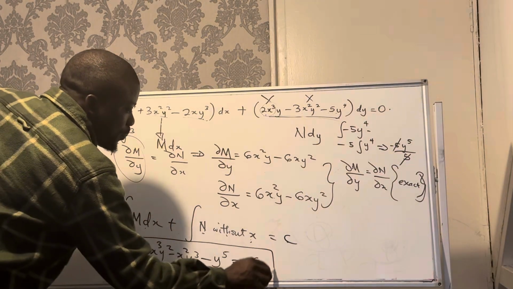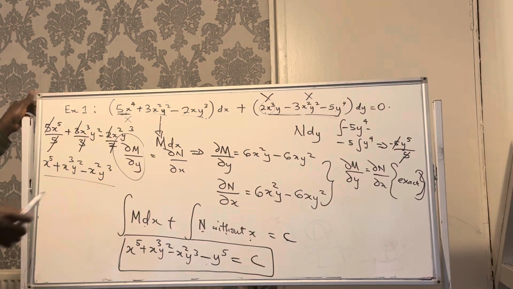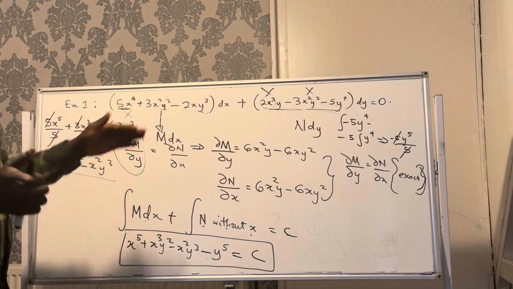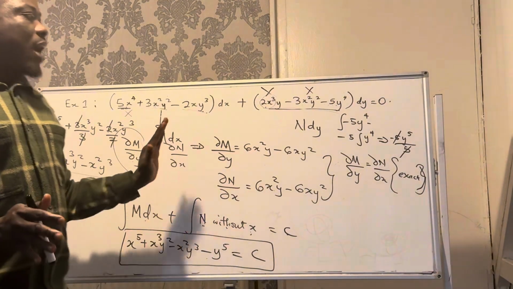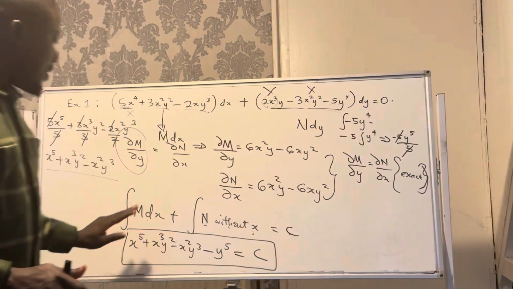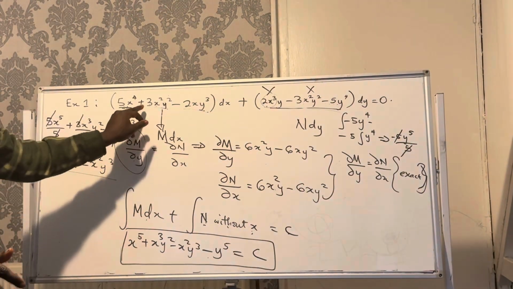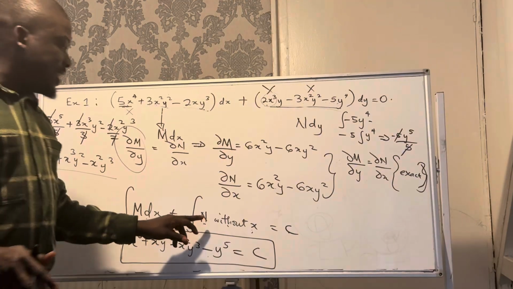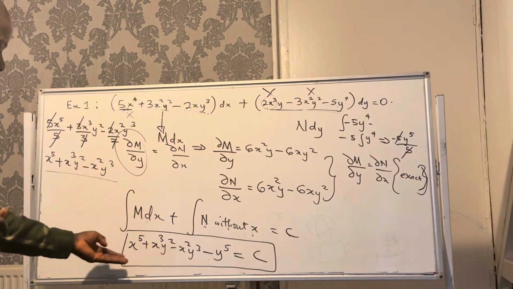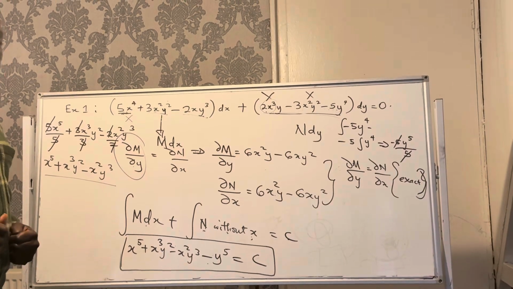So when you are solving problems related to exactness, the first thing you are going to do is to determine if it is exact or not. After you have confirmed that the differential equation is exact, the next thing is to integrate m with respect to s and integrate n without s. So our final answer is this. So I'll solve more problems on this.